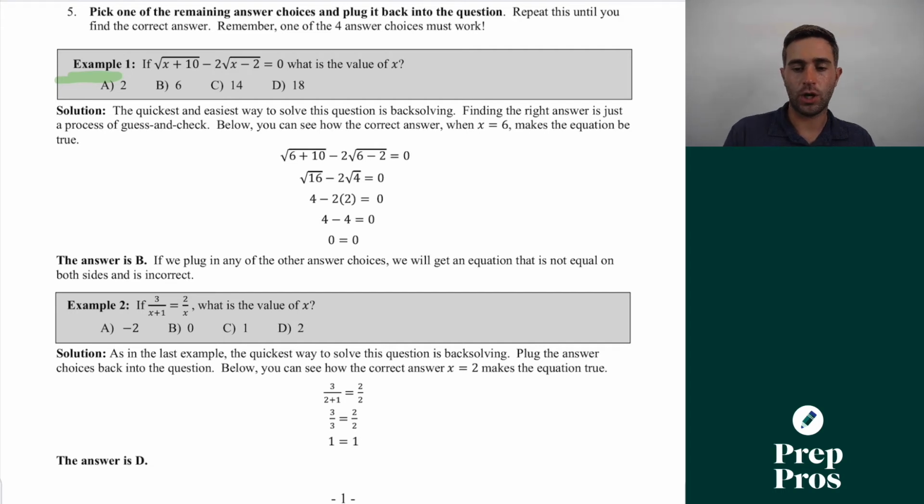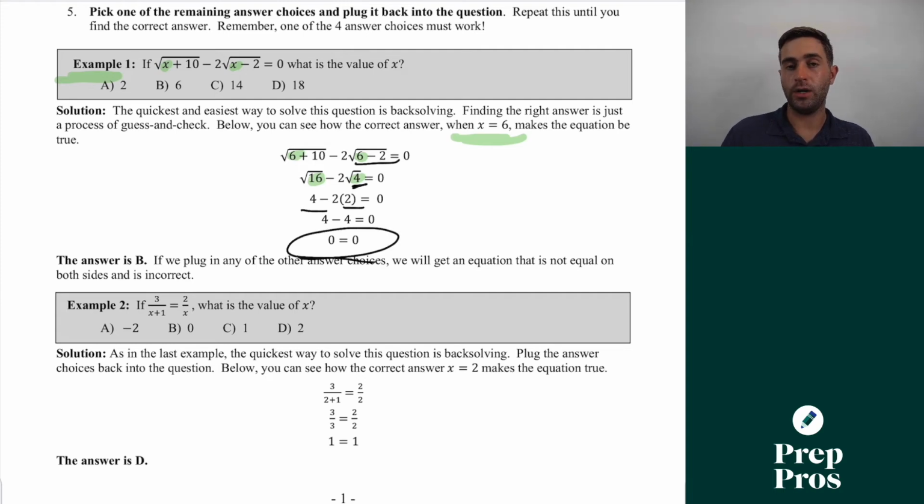So here we'll just start with x equals 6. Instead of my x value, I plug 6 in. Once again, plug 6 in. Then I'm going to simplify everything underneath the square root. That's how I get to the square root of 16 and the square root of 4 from my 6 minus 2. Then I take the square roots of both values. So I get 4 minus 2 times 2, because that's the square root of 4. And 4 minus 4 equals 0.